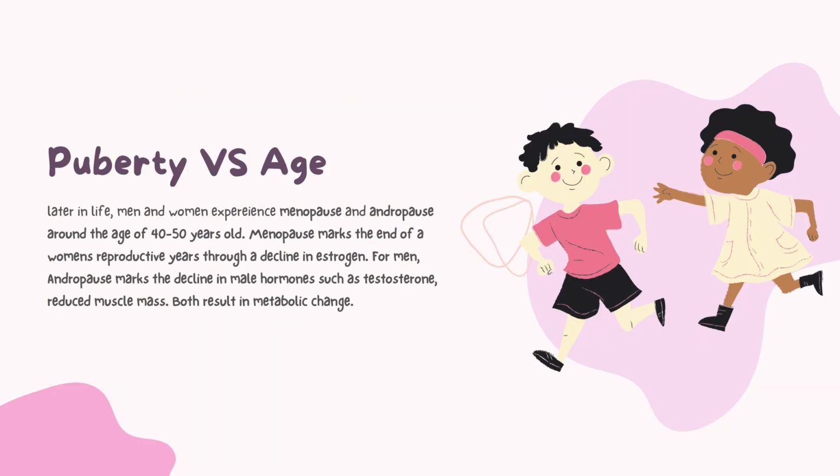As we age, our reproductive years come to an end. This happens around years 40 to 50, and it's called menopause and andropause. Menopause marks the end of a woman's reproductive years through a decline in estrogen, while men suffer from andropause, which is decline in male hormones such as testosterone, and it reduces muscle mass.